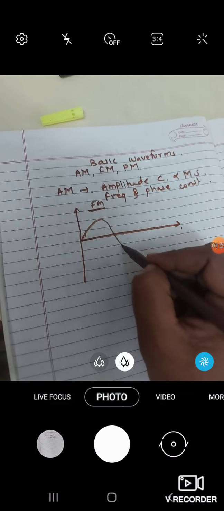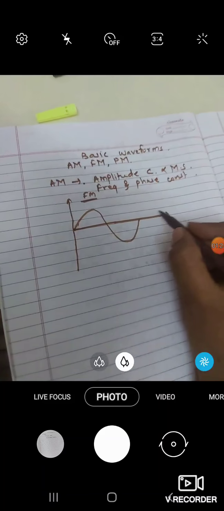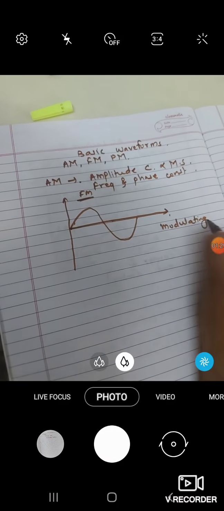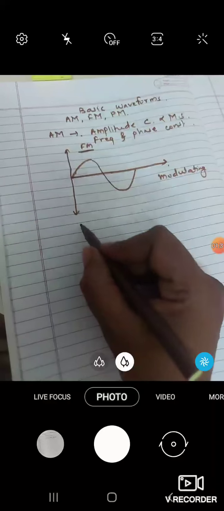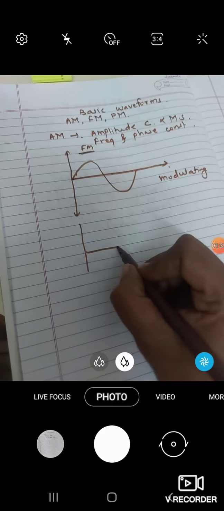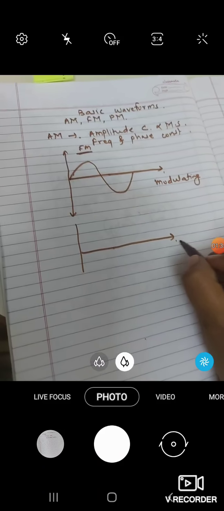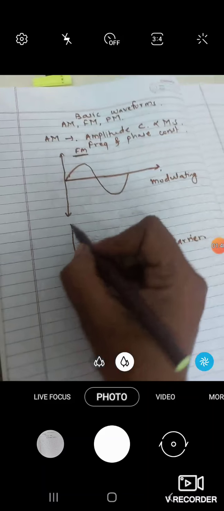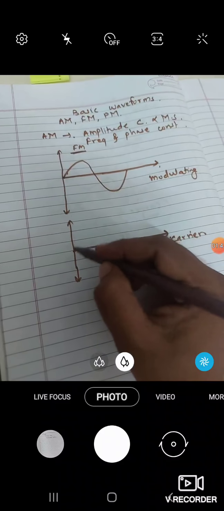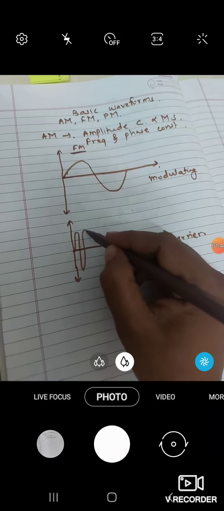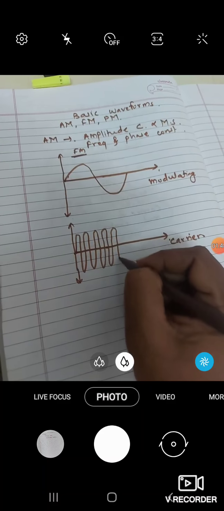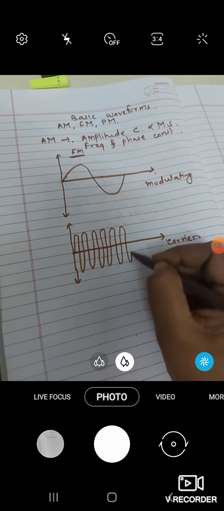So for any modulation process, we require two signals. First one is the modulating signal, and another one is the carrier signal. The difference between the modulating signal and the carrier signal is that the carrier signal always has a higher frequency as compared with the modulating signal. So this is the carrier signal that I am drawing.